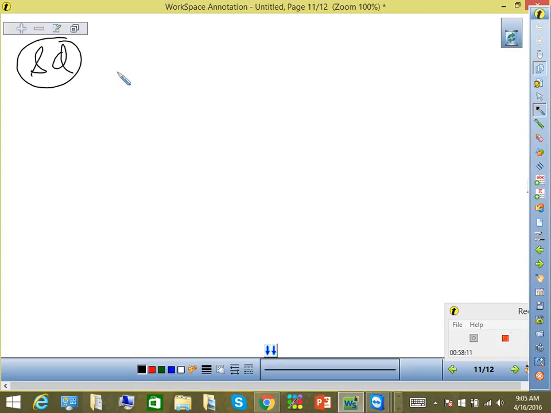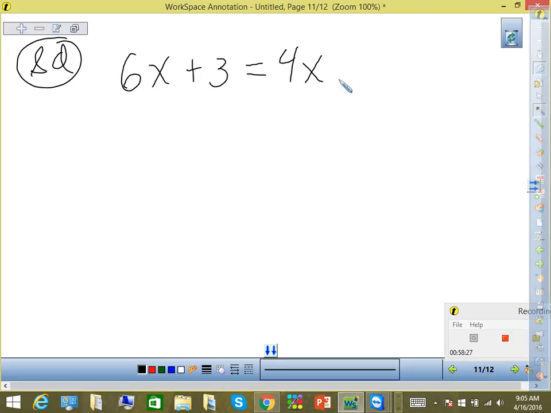Okay, 8Q. 6x plus 3 equals 4x, negative 7. Line down the equal sign.